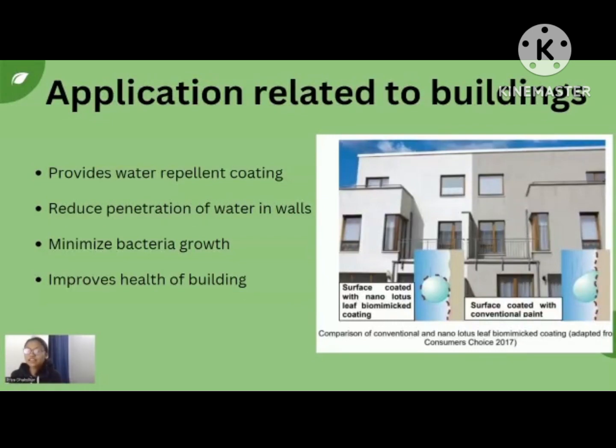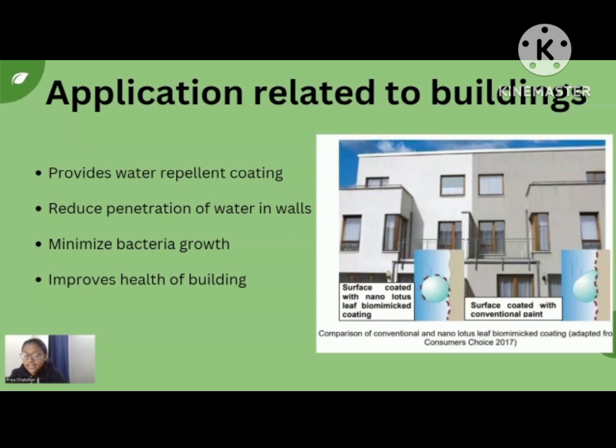Hello everyone. As my fellow mates discussed the peculiar properties of the lotus leaf, which we termed as lotus effect, now let us throw some light upon the technological applications. There are huge applications of lotus effect, but due to time constraint, we are just focusing upon some of them. So the first one is applications related to buildings.